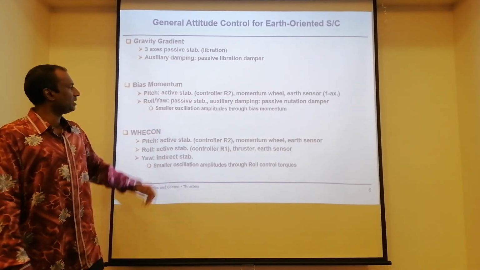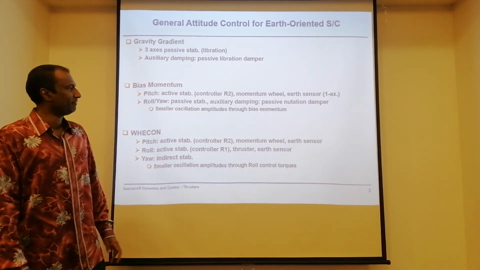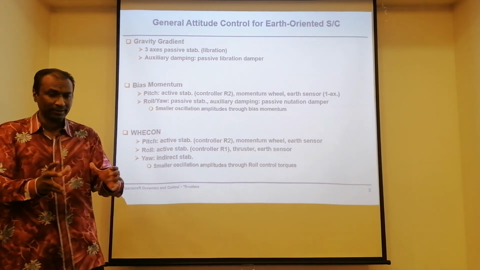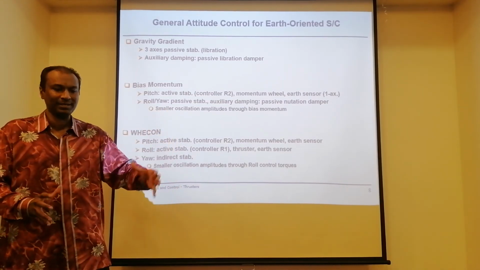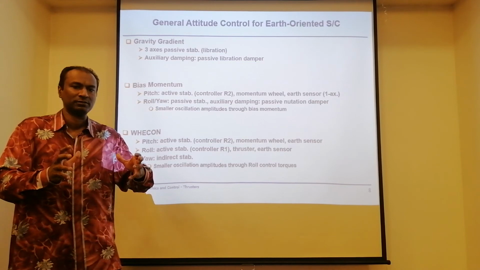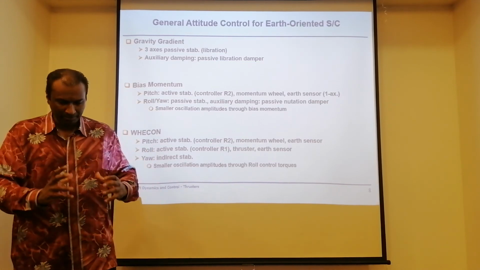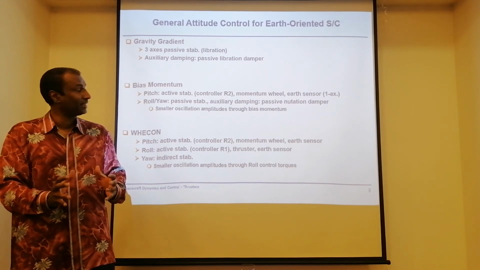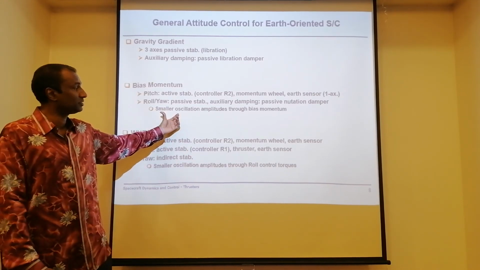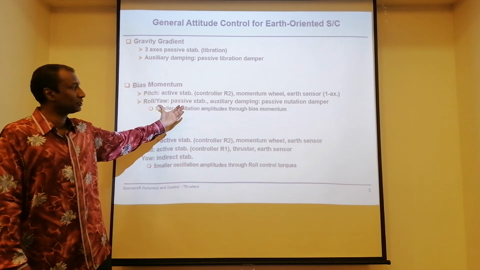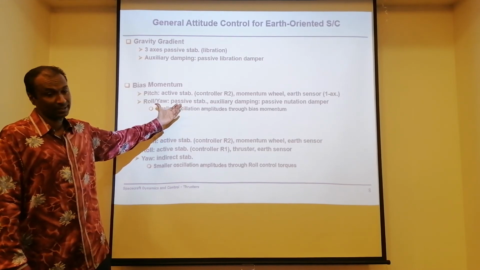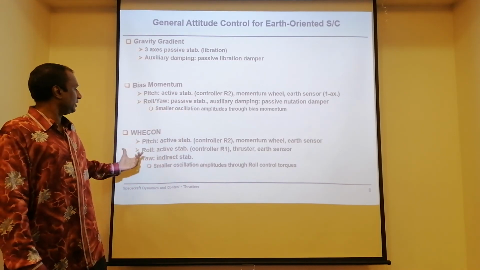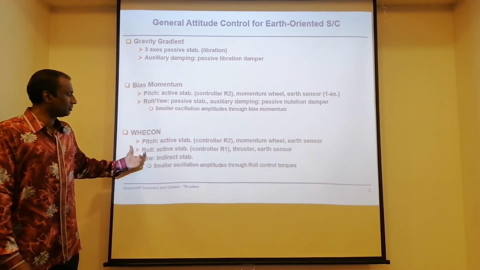Okay. Then roll I have passive stabilization, because when I have a bias momentum, as we have also seen in the previous chapter, it gives me a gyroscopic stiffness for the roll and yaw when you embark your momentum wheel along the pitch axis. So it's not bad. It gives me a good auxiliary, passive stabilization. Okay. Then what exactly is the solution that you have?